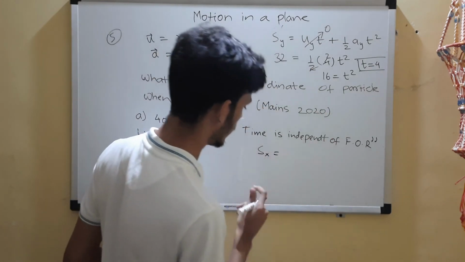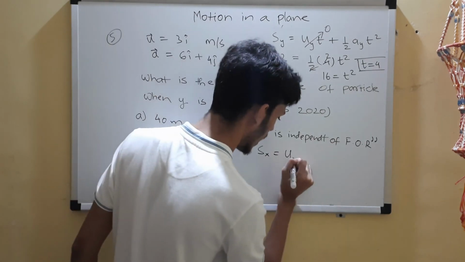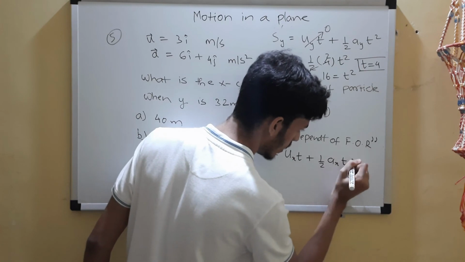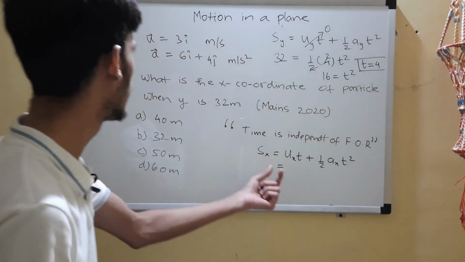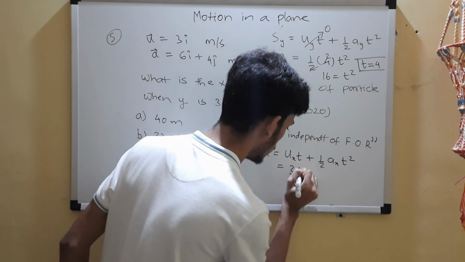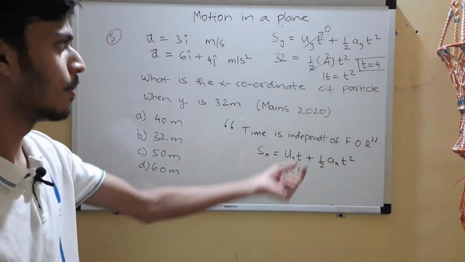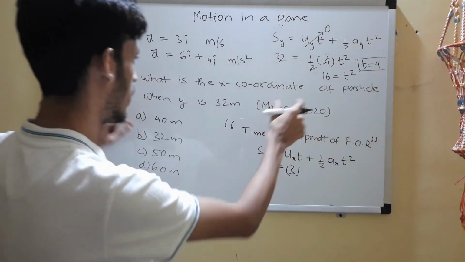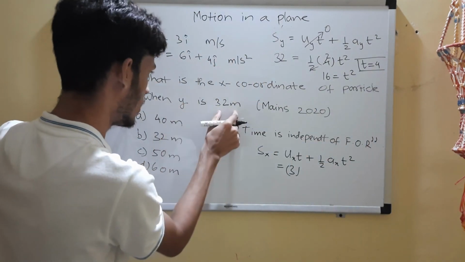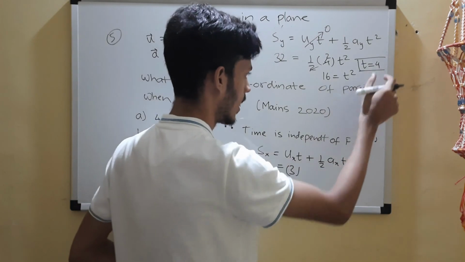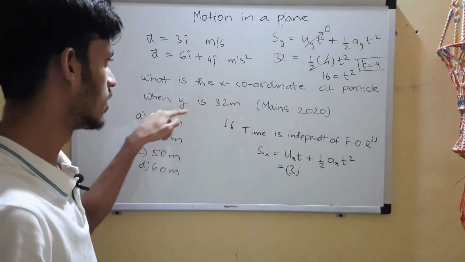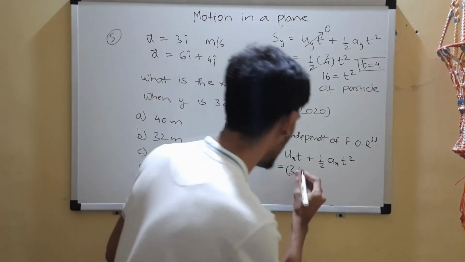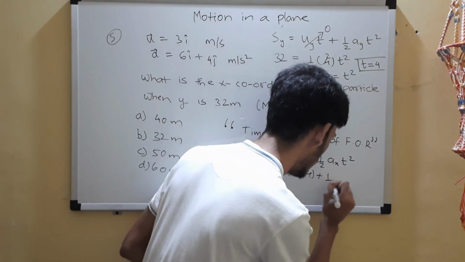Now coming to sx, this is the thing that we want. How will we get this? Ux t plus half ax t square. Now what is ux? Ux is 3. Time is 4. It took 4 seconds for the particle to reach 32 meters in y direction. We want to find x at that time. So that was the idea behind the question.